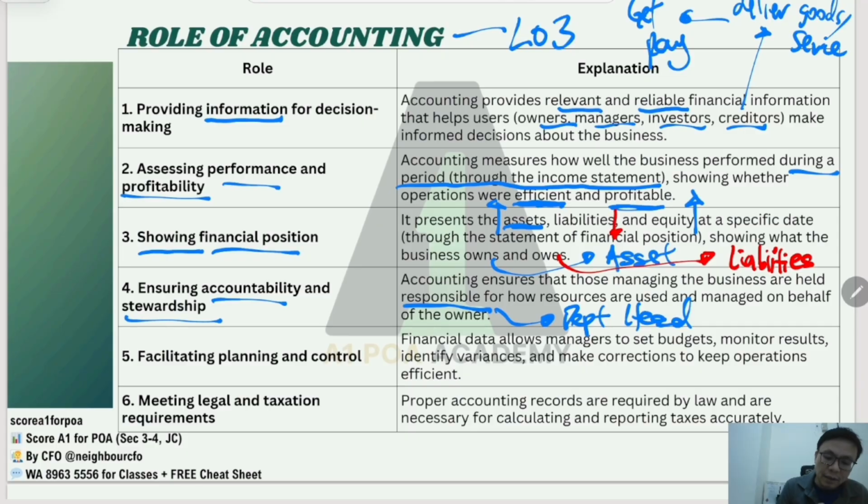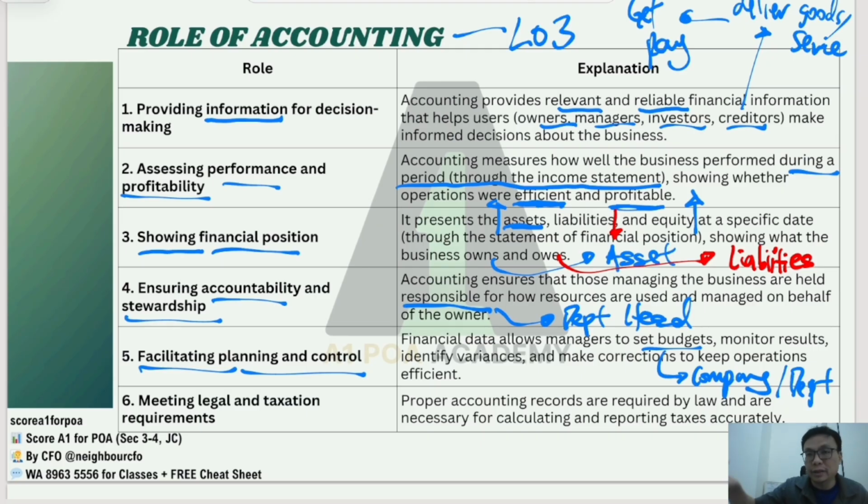Next, we have facilitating planning and control. Financial data allows managers to set budgets at a company level and department level, monitor results, identify variances, and make the necessary corrections to keep operations efficient, right? So once again, it is a cycle of reflection. What goes well, what didn't go so well, what can be improved, what are the corrective actions, what are the preventive actions. So that once you are able to facilitate this and establish this positive ecosystem, your business in the long run will be sustainable.